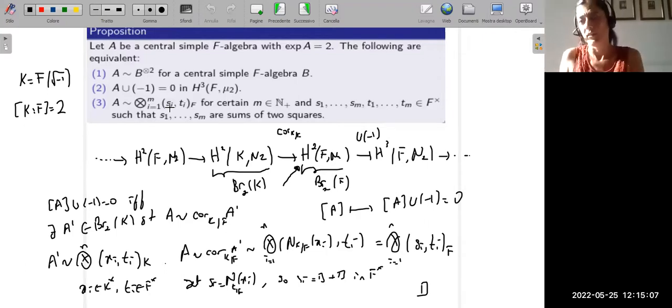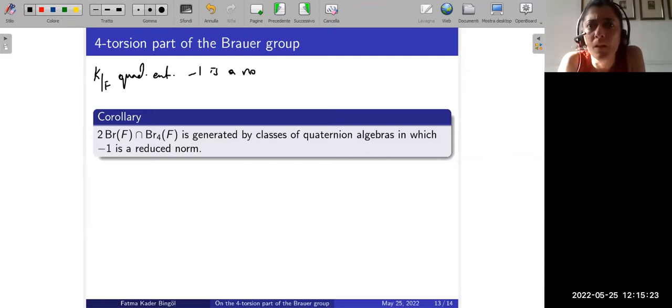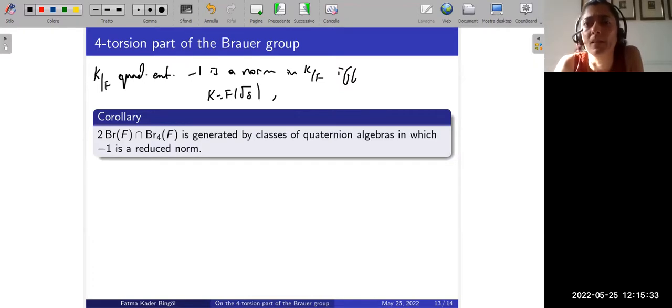So the only thing to remark here is that if you have a quadratic field extension, then -1 is a norm in this quadratic field extension if and only if K is given by taking the square root of S for some non-zero sum of 2 squares. Okay, so this gives you the corollary here.